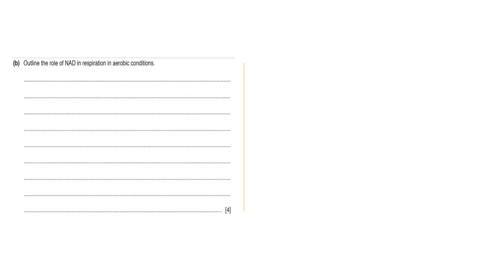Here then it asks us what the role of NAD is in aerobic conditions. I deliberately chose this question because I realized that many students don't understand what NAD does. They know that it is a hydrogen carrier, but they're not really sure of what it is. And also sometimes when students are asked in CAIE questions to identify what a coenzyme is, because they don't see coenzyme A, they see NAD, they tend to not pick NAD.